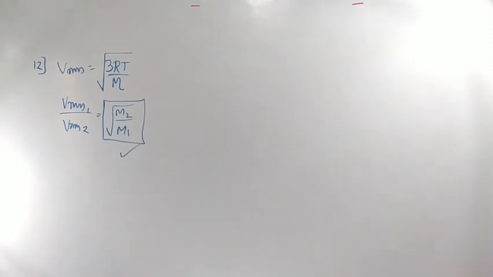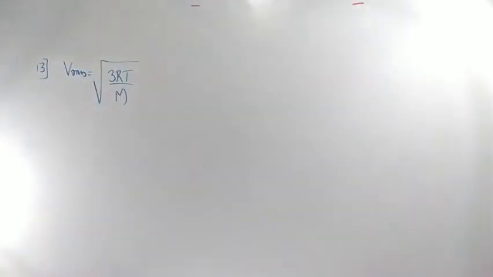Okay, you can note down the next question. Okay, now, if the RMS speed of oxygen is V at a particular temperature, if the temperature is doubled and oxygen molecules dissociate into oxygen atoms, the RMS speed becomes, okay.